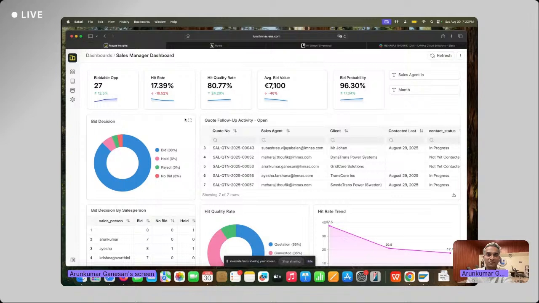We don't know whether to bid or no bid this particular opportunity. We again end up wasting a lot of time. Similarly it happens in quotation, right?